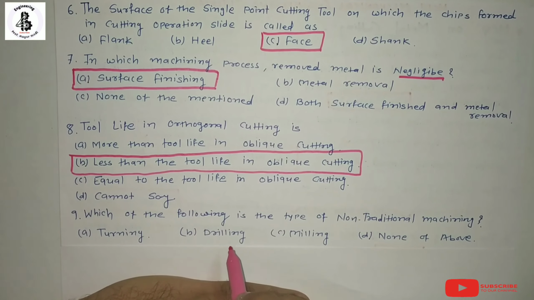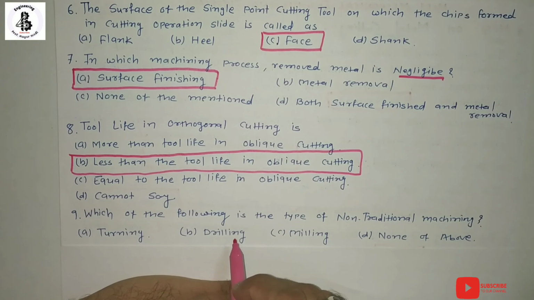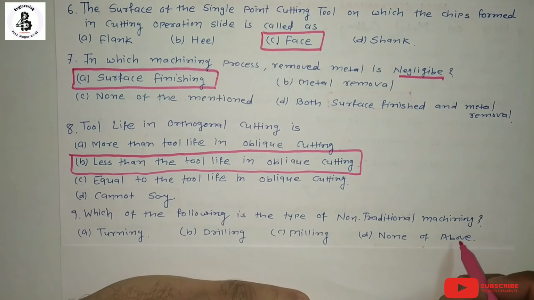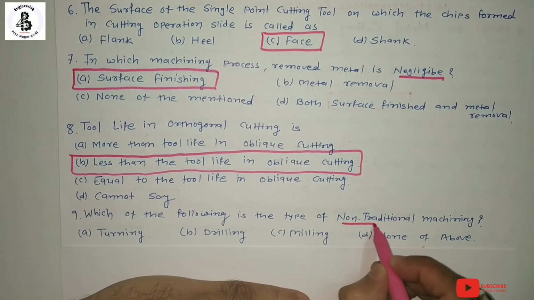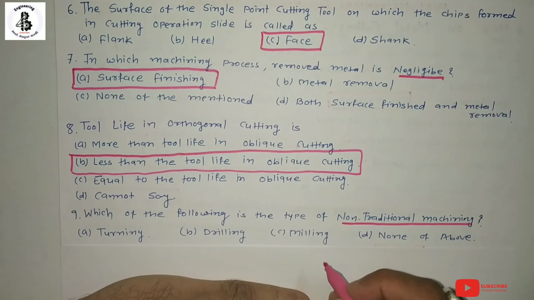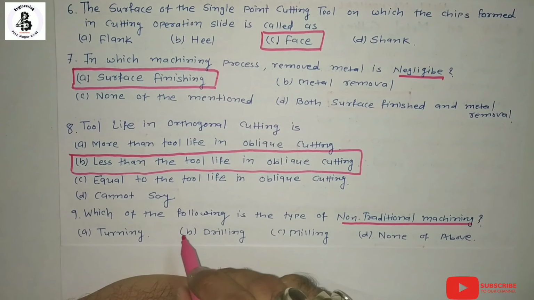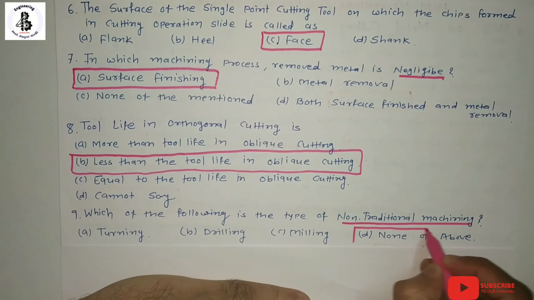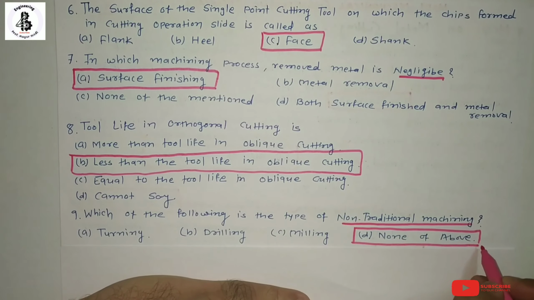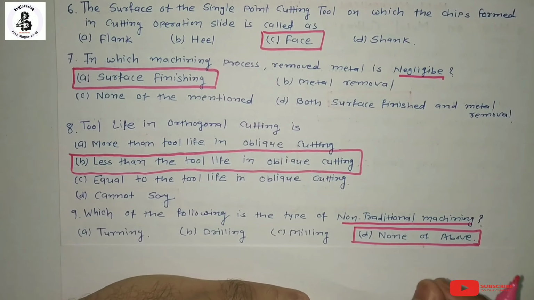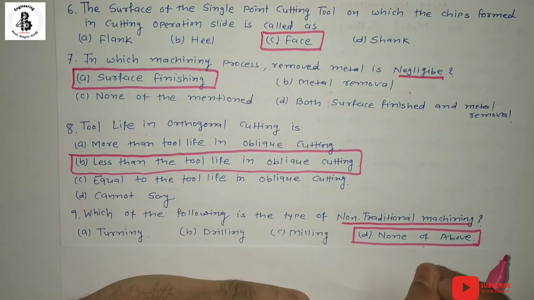Then B, drilling. In drilling, the drill bit and workpiece are in contact. C is milling. In milling, the multi-point cutting tool and workpiece are in physical contact for machining. And D, none of the above. So here no non-traditional machining process is given, because turning, drilling and milling all require physical contact between tool and workpiece. So for the question of which is a non-traditional machining, the answer is none of the above. Non-traditional machining includes EDM, ECM and chemical machining, where in general tool and workpiece never touch.